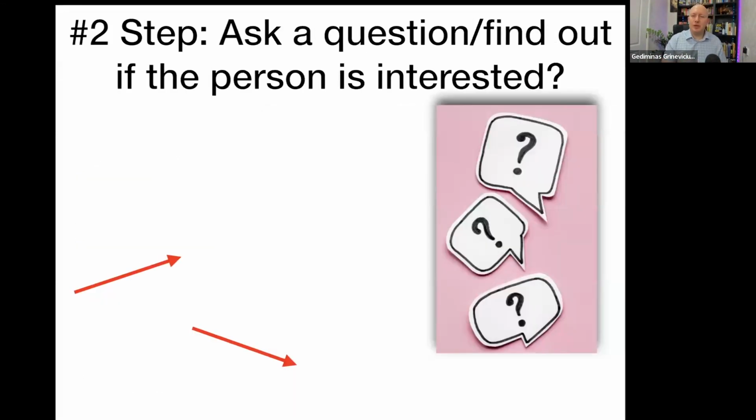Then step 2 is ask a question. So what kind of question do we need to ask, Gediminas? Well, we need to ask them a question to find out if they would be interested in earning extra income, right? So whether we reach out to them or we attracted them through our content, now is the time to start sorting, right? To find out who's interested and who's not.